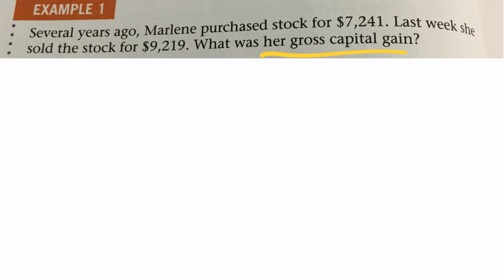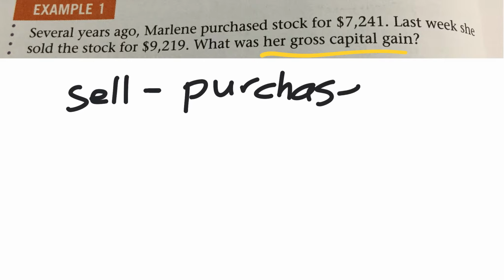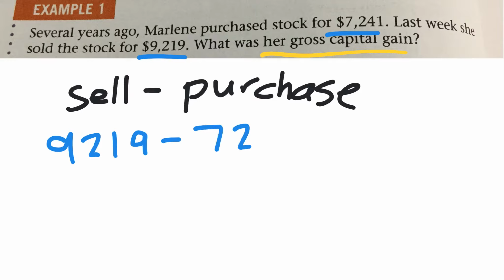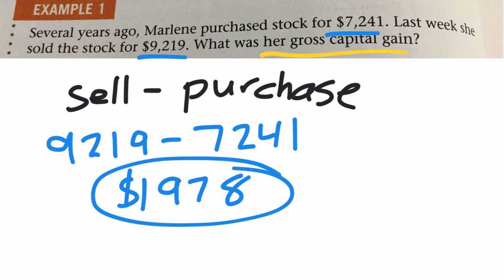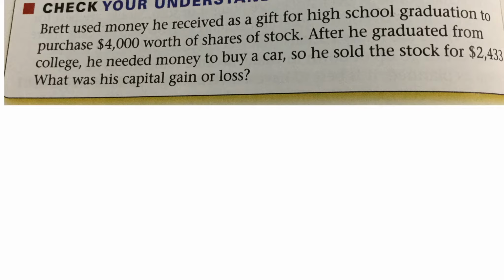So to find capital gain, we want to know how much money she made in total. So we're going to take how much she sold the stock for, the selling price of $9,219, minus how much she purchased the stock for, the purchase price, which was $7,241. When you subtract those, you should get $1,978. So that's how much she gained. So her net gain is $1,978.